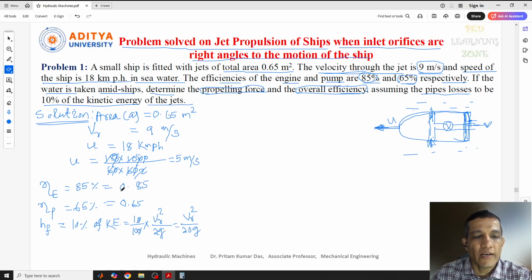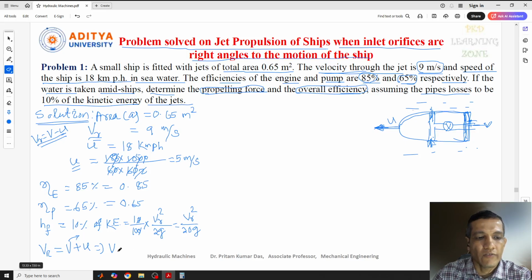Now actually VR is given, but what about the jet velocity? Because here you can see u is calculated, VR is given. We know that the relative velocity, generally the formula of relative velocity is V minus u. But here if you see, u is moving in the reverse direction, that's why V minus of minus u, that is plus u. So we can write it like this. So we need to find out the absolute velocity, jet velocity or absolute velocity you can say.